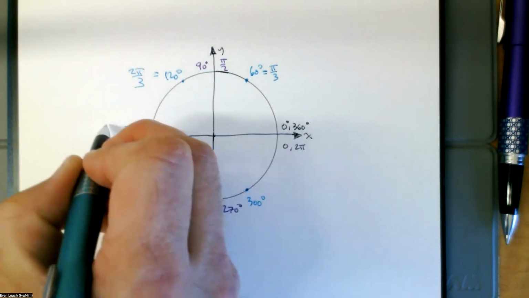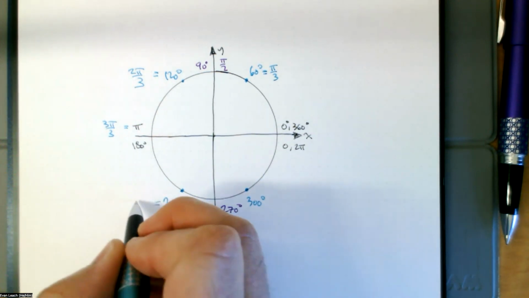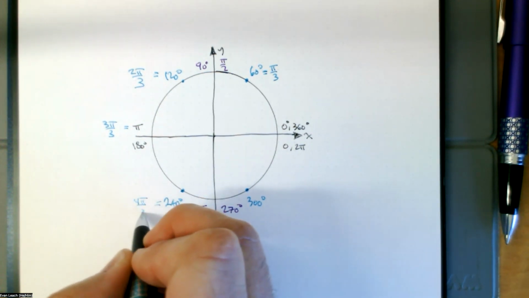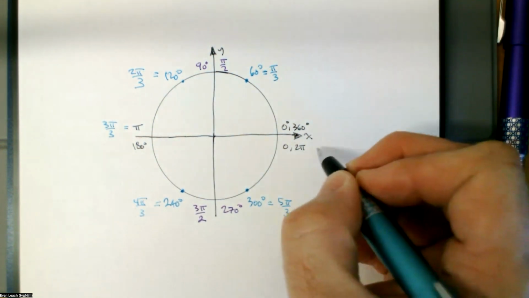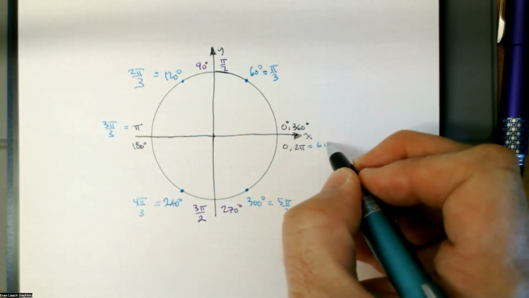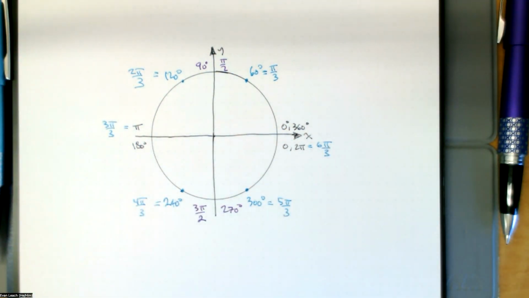3 pi over 3. 4 pi over 3. 5 pi over 3. And 6 pi over 3. Notice that in each quadrant, we have a 60-degree reference angle corresponding to a pi over 3 radian reference angle.